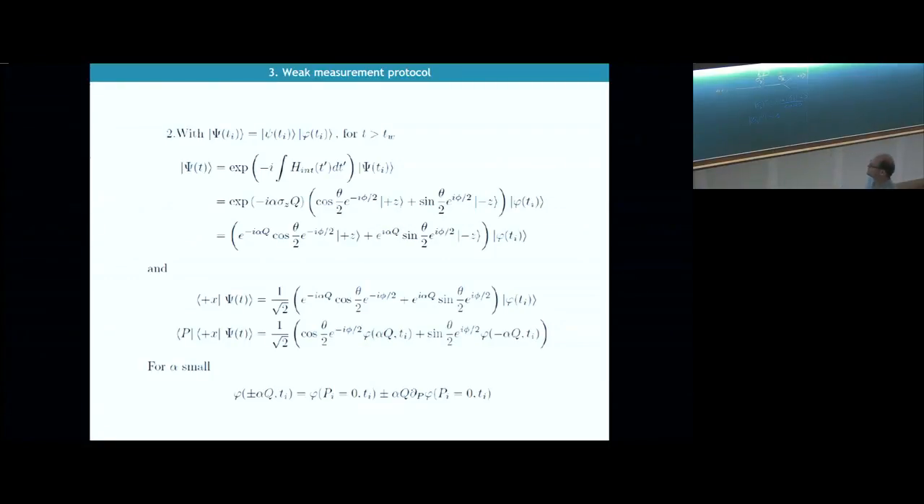So after the interaction, this is the interaction Hamiltonian and the evolution generated by the interaction.